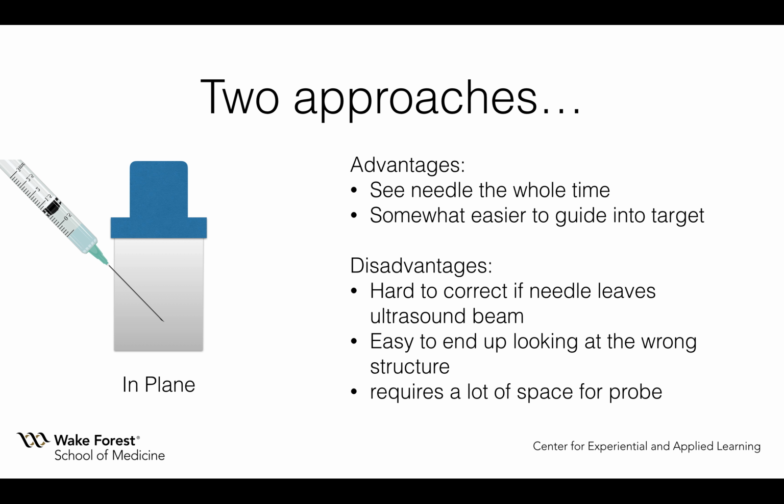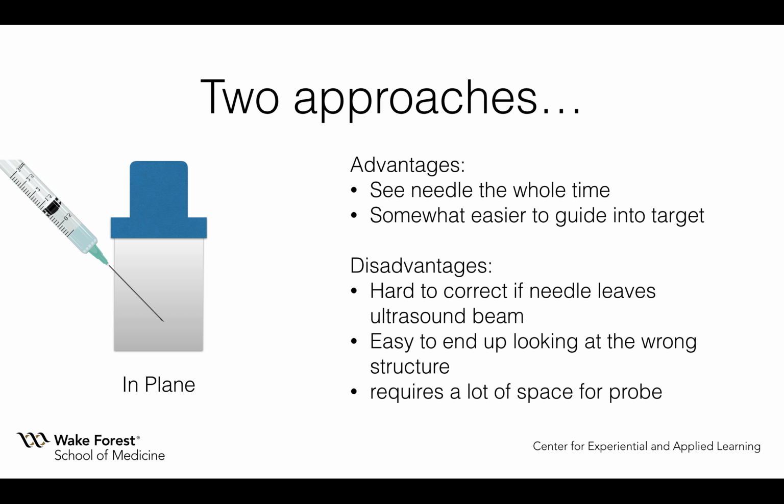The in-plane approach has the advantage of showing us the needle the whole time. Once the needle is under the ultrasound probe, we'll be able to see it in the image all the time, and the needle tip and needle won't ever wander into tissues that we're not looking at. It can be a little bit harder to guide it into the target because if we take the needle and wander sideways out from under the ultrasound beam, we won't be able to see the needle at all, and it can be a little harder to bring it back in towards the ultrasound beam.